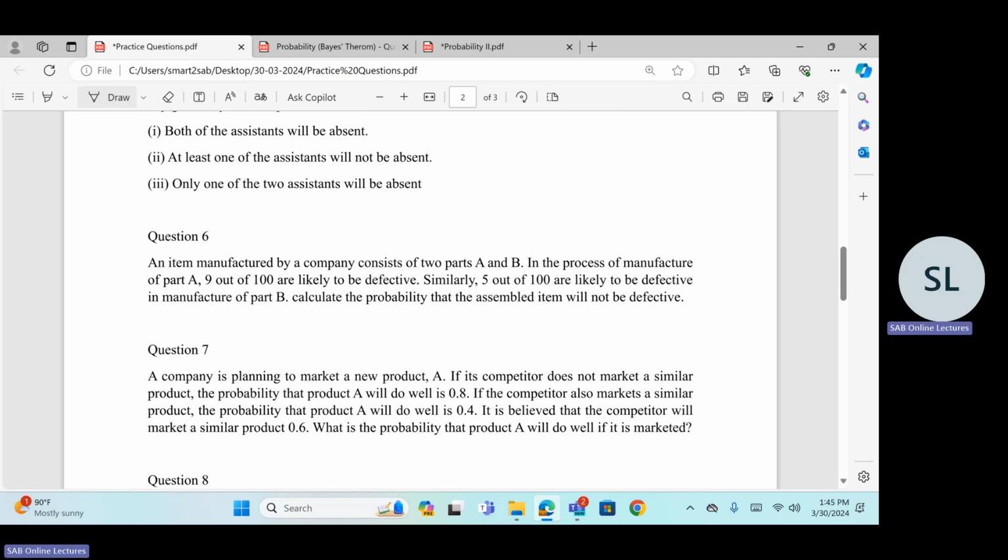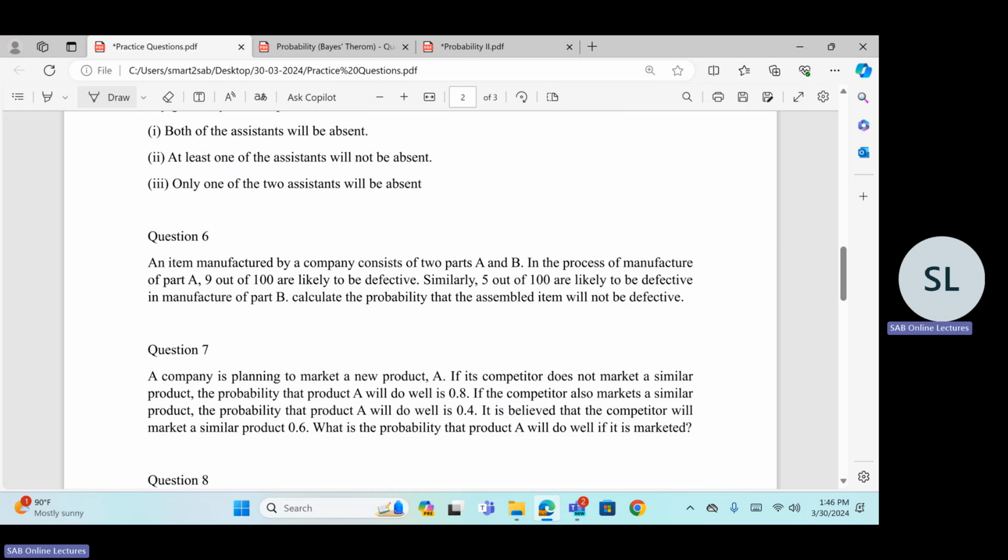Understood? Okay, then how to get the probability value? What is the probability of part A not being defective? 91 over 100, 0.91. Okay, then what is the probability of part B not being defective? 95 over 100. Okay, then we need to get the probability of the final output not being defective.